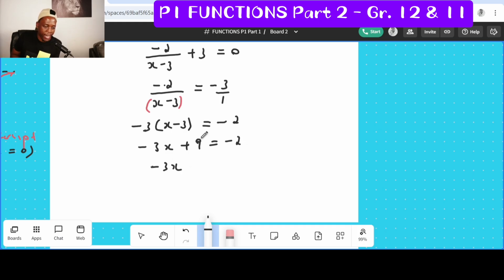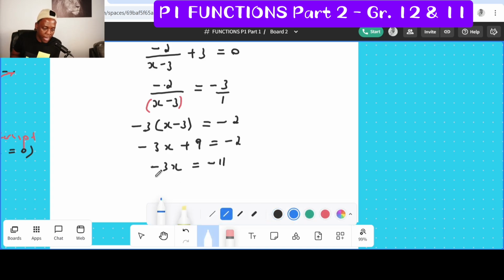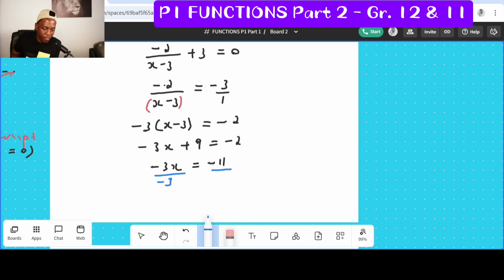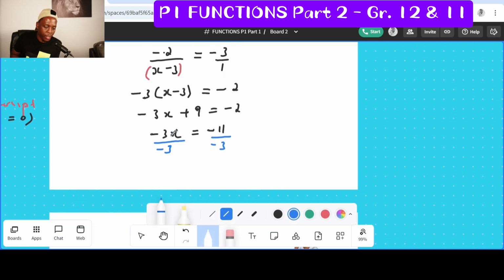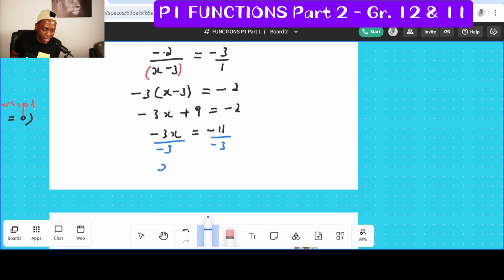Let's take 9 to the other side. That's going to give us -2 minus 9, which is -11. Then we divide both sides by -3 because we are solving for x. So therefore, x must be the subject of the formula. -3 cancels out -3. We are left with x.